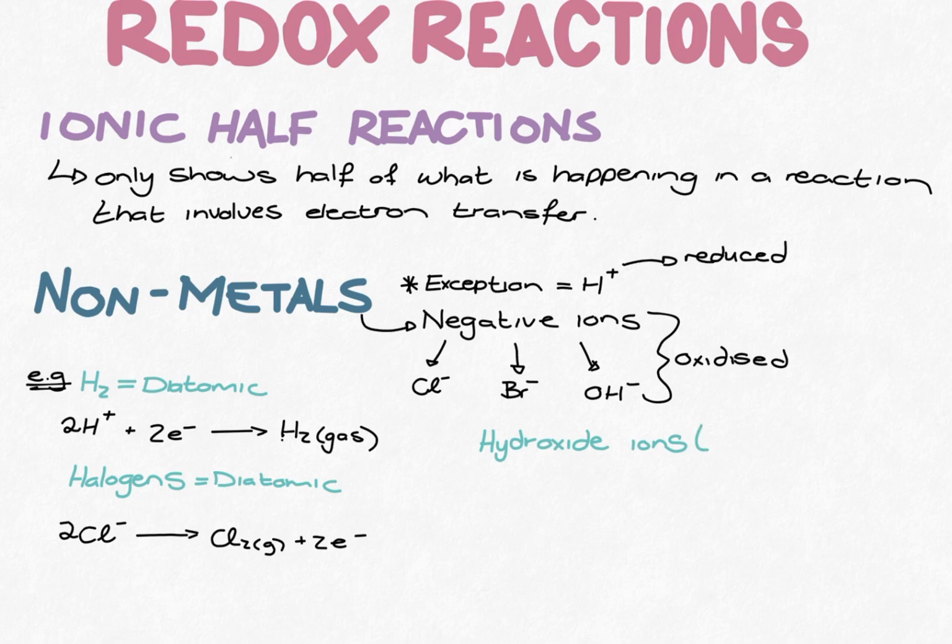So the ionic half equation of the hydroxide ion will form oxygen and water. Here, hydroxide ions, 4 of them, will lose electrons. So 4 hydroxide ions would form oxygen, which is diatomic, and 2 water molecules and 4 electrons.